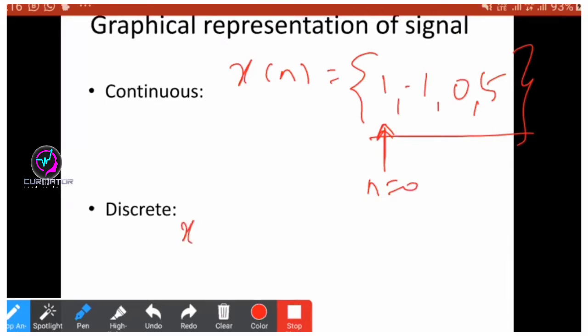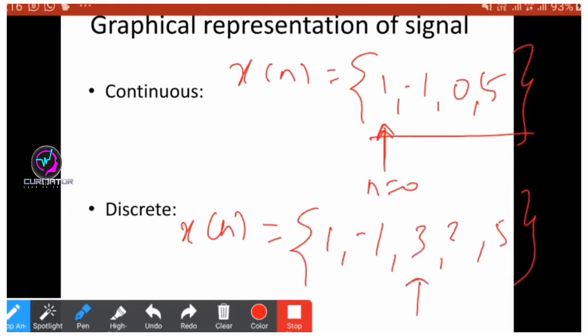If I mention x of n like this, 1, -1, 3, 2, 5, and I put an arrow mark here under 3, it means n equal to 0 lies here. So this element lies at n equal to -1, this element lies at n equal to -2, this element lies at n equal to 1, and this element lies at n equal to 2. This is how we represent a discrete time signal, and it can be a function too, like a continuous time signal.